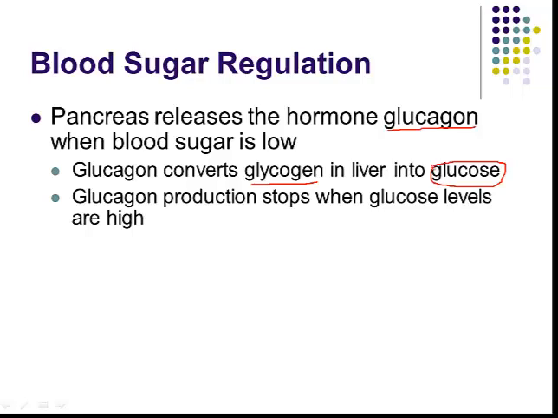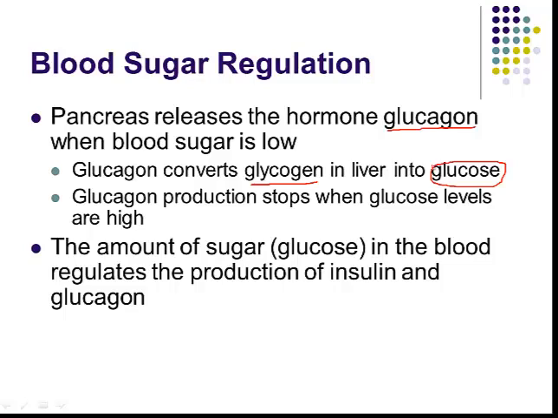Okay? So the glucagon production stops when your glucose levels get high. So once the glucagon's done its job and increased your blood sugar by releasing these glucose molecules, your glucagon production will stop because you now have a normal blood sugar again. So the amount of sugar in the blood is going to regulate the production of both the insulin and the glucagon. Okay? But insulin and glucagon also regulate the amount of sugar that's in your blood. So they kind of are all working together in this feedback mechanism.